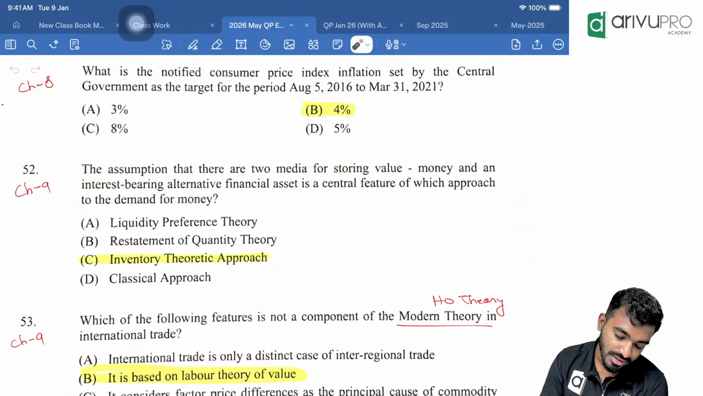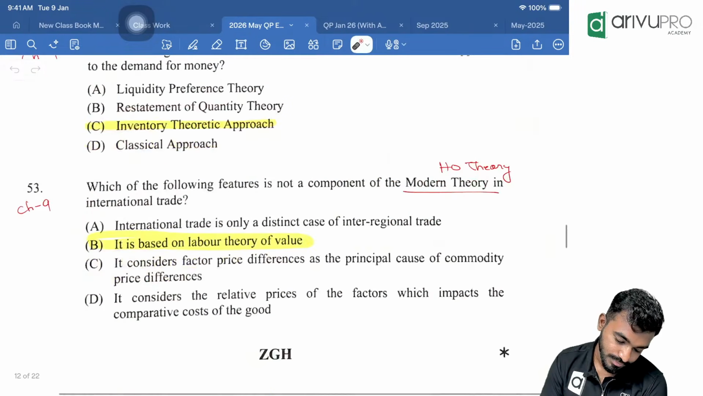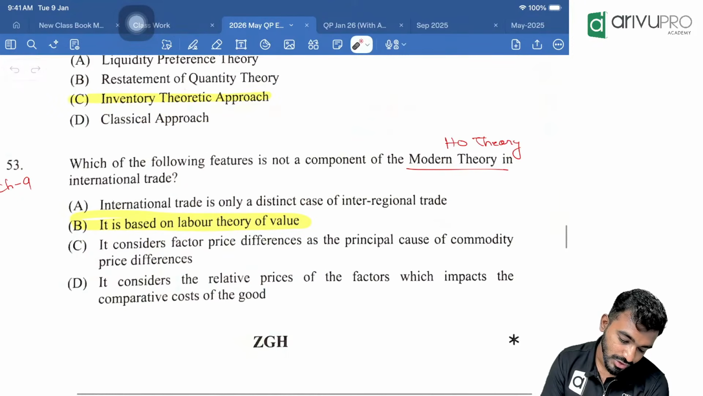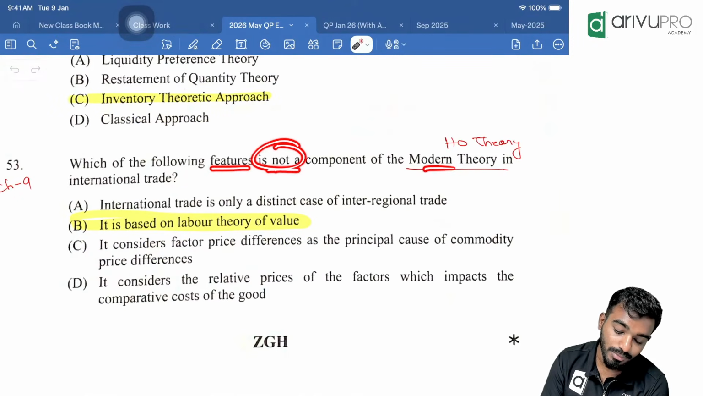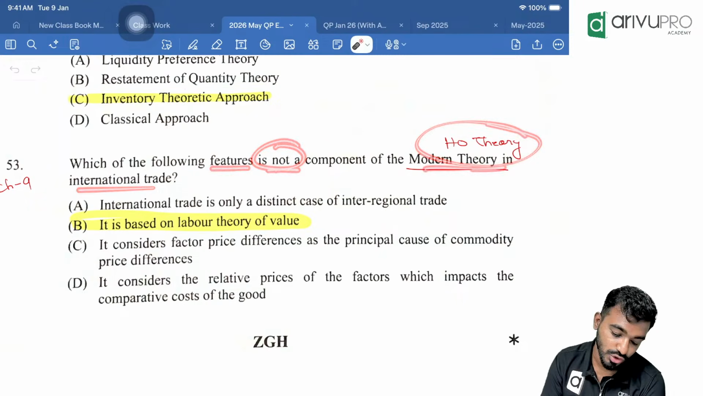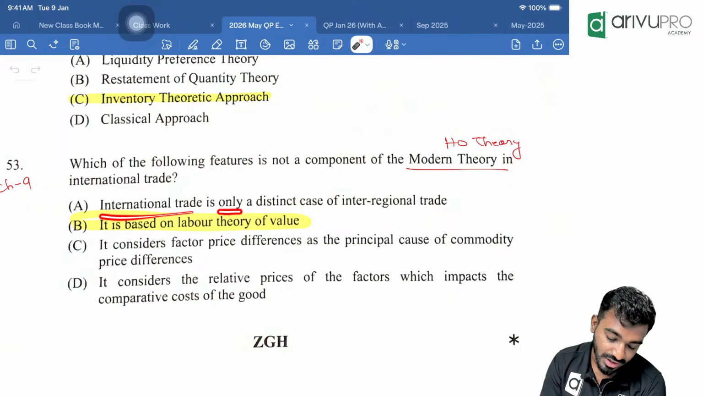The assumption that there were two media for storing value, money and the interest bearing. Chapter 8 it is. Inventory theory approach. Okay. Which of the following features is not a component of the modern theory of trade? That is called the HO theory, which is not. International trade is only a distinct case of interregional. Yes, it is an extension of interregional.